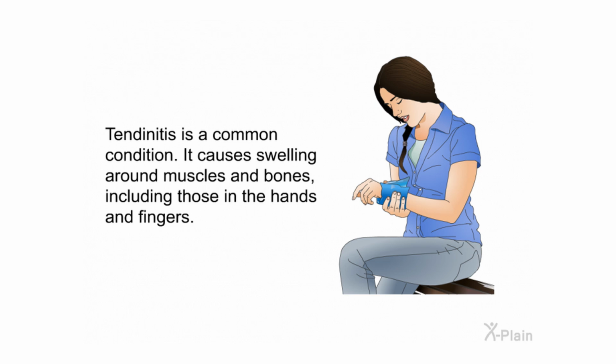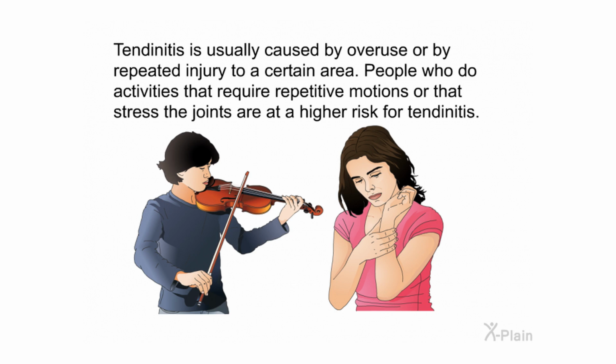Tendinitis. Tendinitis is a common condition. It causes swelling around muscles and bones, including those in the hands and fingers. Tendinitis is usually caused by overuse or by repeated injury to a certain area. People who do activities that require repetitive motions or that stress the joints are at a higher risk for tendinitis.